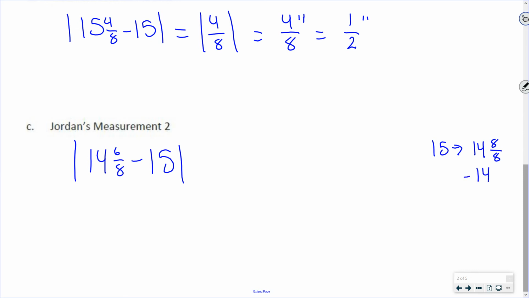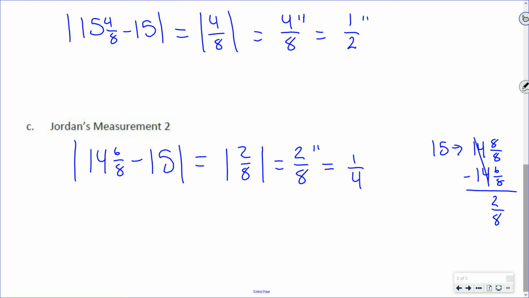minus 14 and 6/8. Well, 14 minus 14 is 0, so 8 minus 6 gives me 2, so it's a 2/8 of a difference. So Jordan's measurement was an absolute value of 2/8 of an inch off, or he was 2/8 of an inch off of his correct measurement. So if you simplify 2/8, you get 1/4. So 1/4 is your answer again.